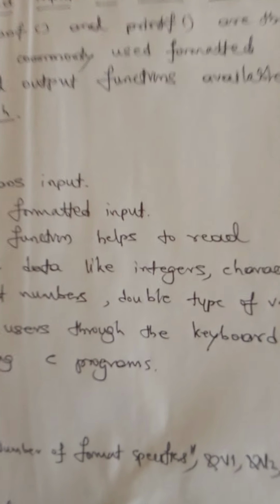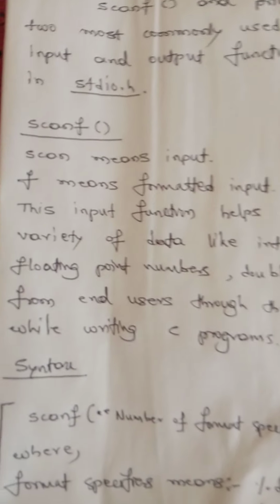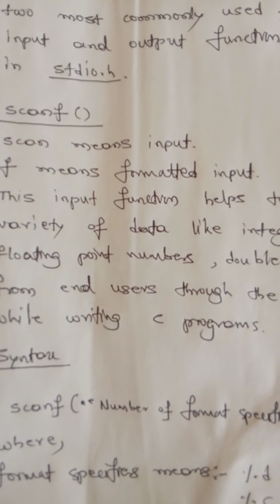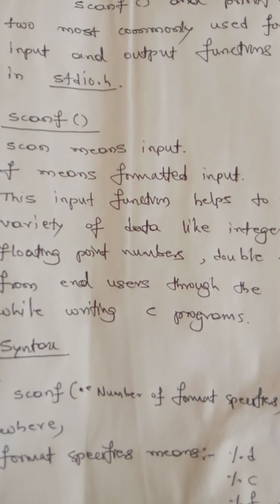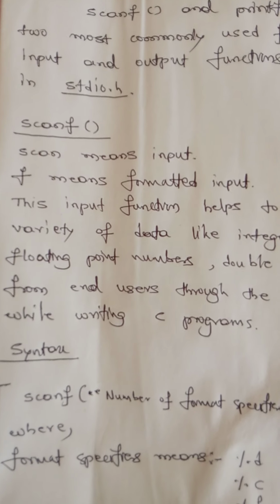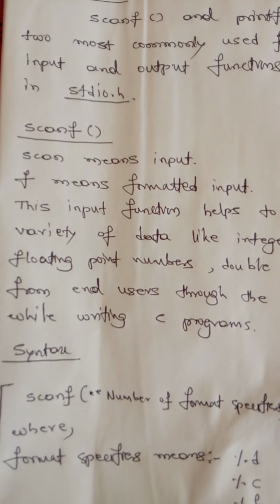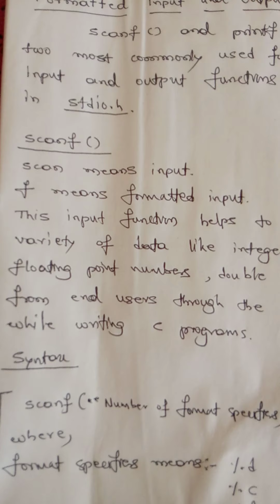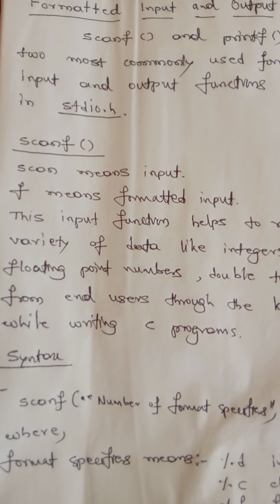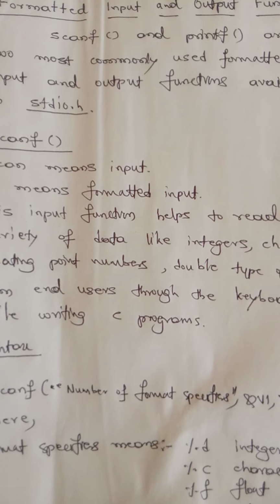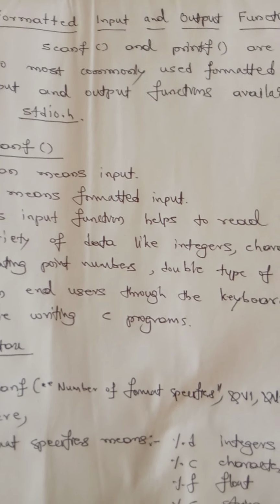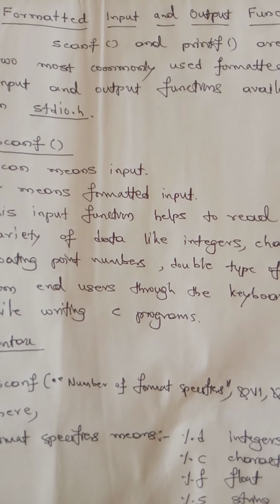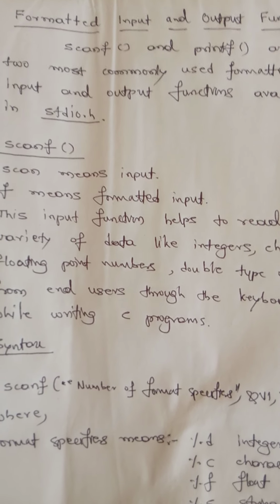We can read integers through the keyboard. We can read characters. We can read floating point numbers. We can read double type values. We can read signed integers and unsigned integers. All varieties of data we can read in different formats also. That's why scanf is called a formatted input function. Now can you tell me what is scanf? Scan means input. F stands for formatted input. This is one of the input functions. It helps to read a variety of data in different formats like integers, floating point numbers, characters, double type values, signed integers, unsigned integers, etc.